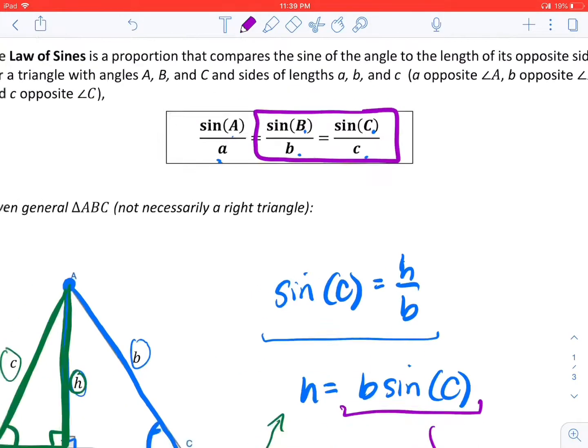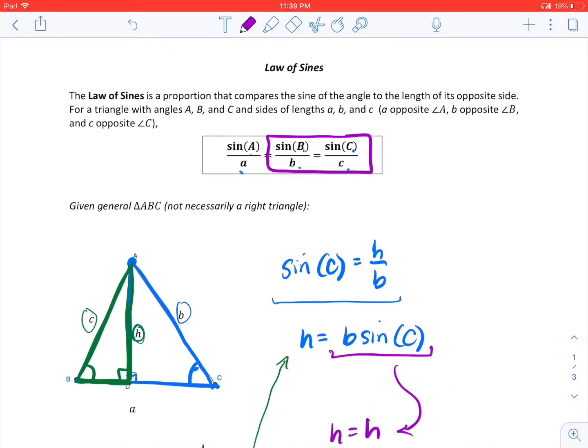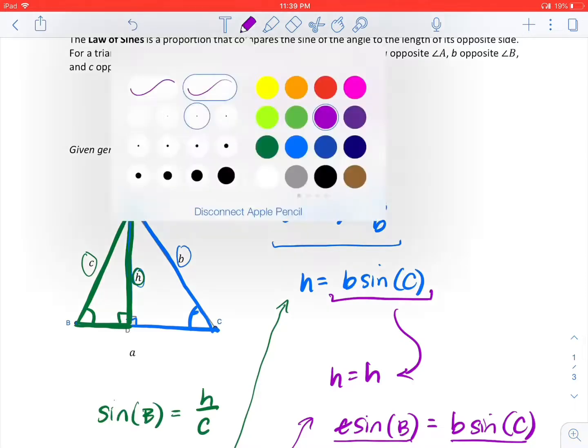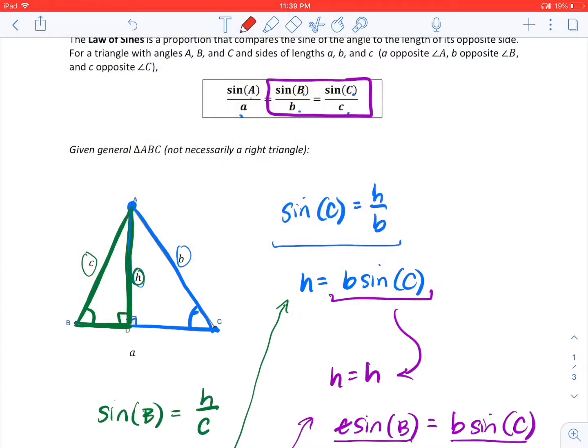The other ratios are developed in a similar way. I could just pick a different altitude and do the exact same thing that I did here, and what I'll end up getting is that the sine of angle A divided by side length a is equal to the sine of angle B divided by side length b.